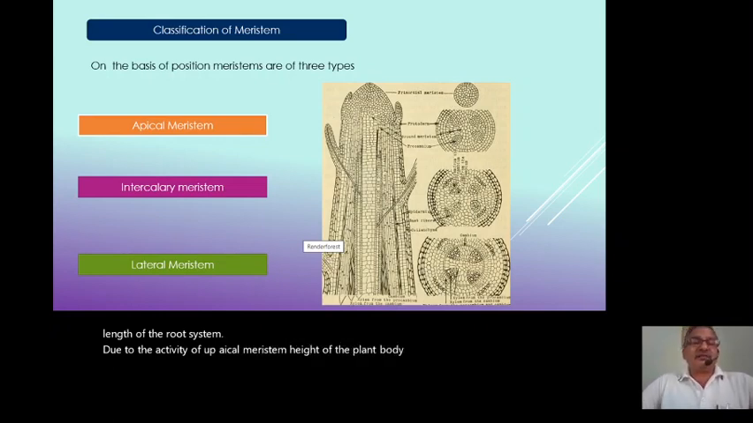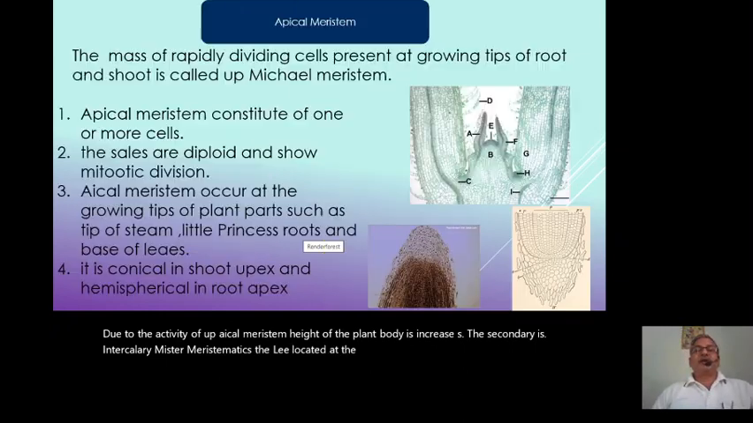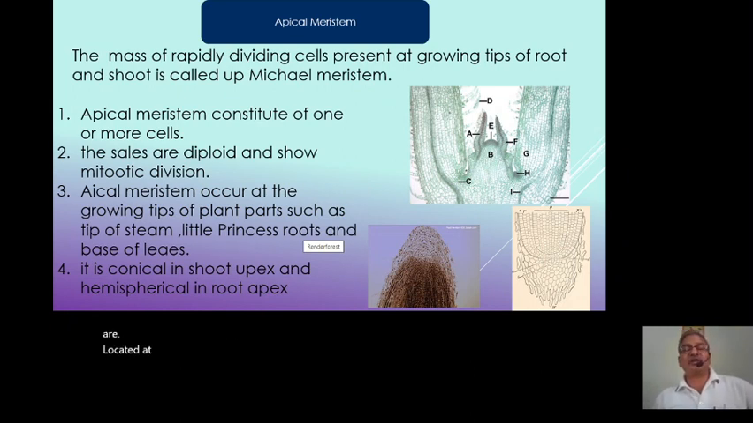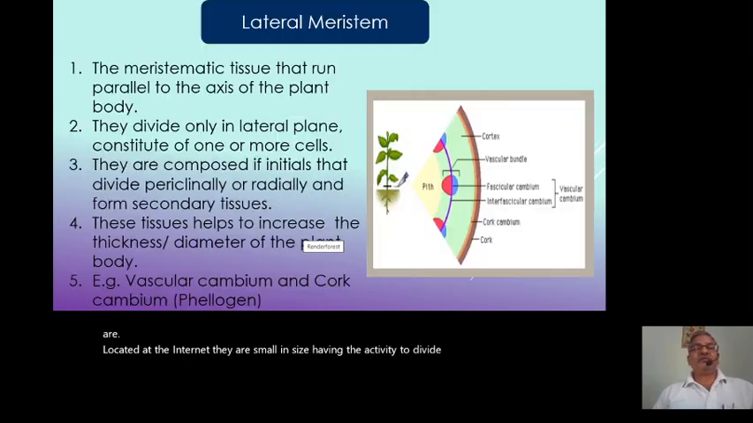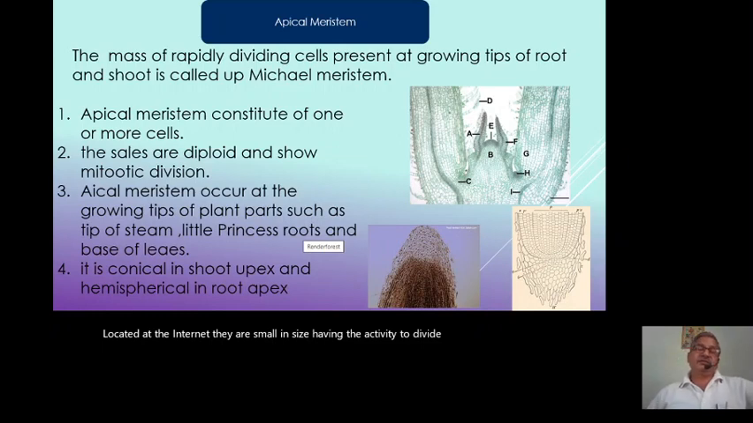The second category is intercalary meristem. Intercalary meristem is generally located at the nodal region. Intercalary meristems are the meristematic tissues which are located at the internodal region. They are smaller in size. They have the ability to divide and redivide. And due to the activity of the intercalary meristem, internodal length increases.